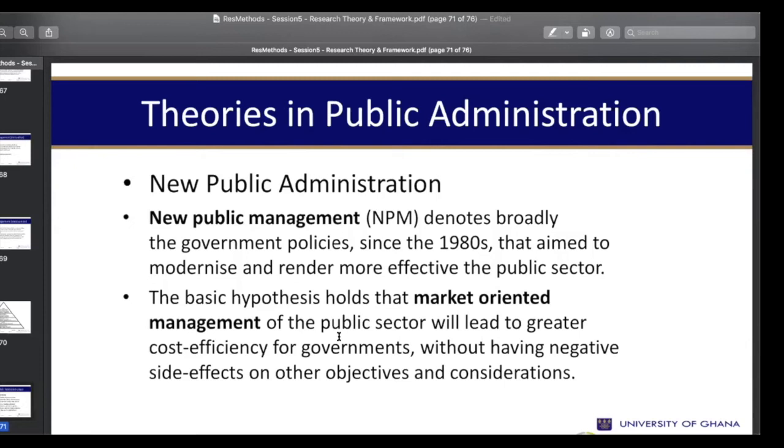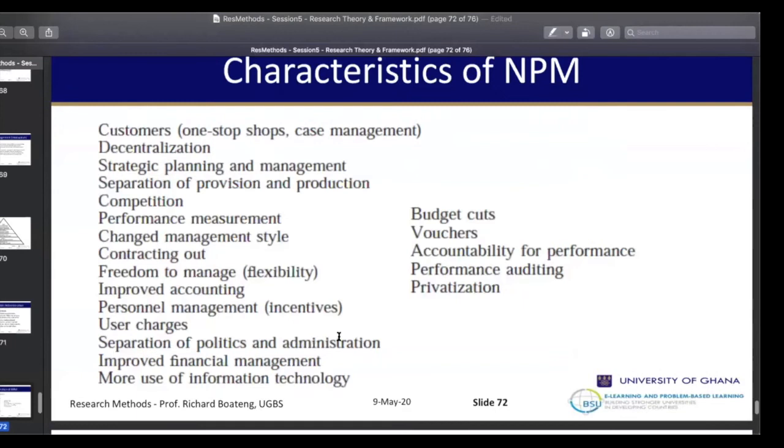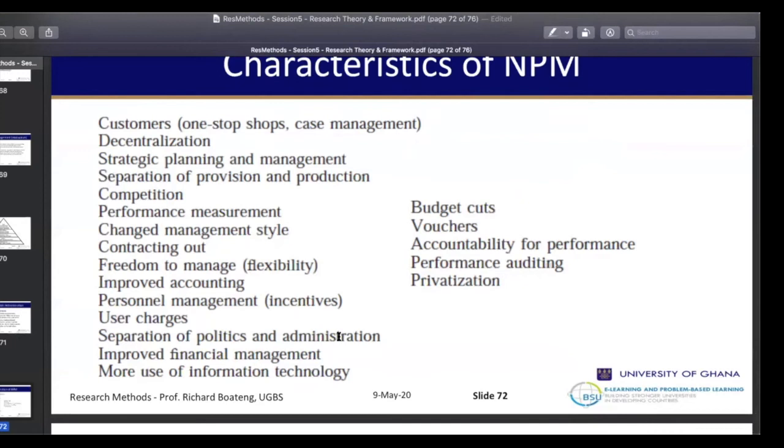So one of the hypotheses of the new public management concept is that to be able to modernize the public sector, you have to have a market-oriented perspective, which means that you have to focus on cost efficiency for the government. So you have certain dimensions of NPM: budget cuts, performance management, change management style, contracting out, freedom to manage, one-stop shop for customers, decentralization, more use of information technology. So these are certain characteristics that you see with anybody who was trying to implement NPM.